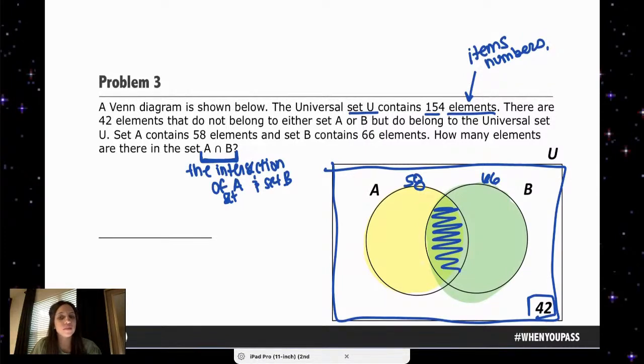Elementary people need to know this. Middle school people need to know this. High school people need to know this. The intersection is literally where those two circles are intersecting.